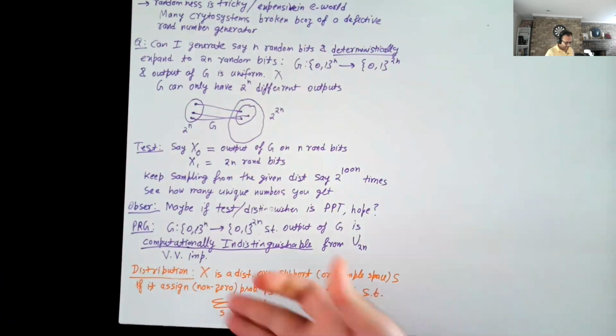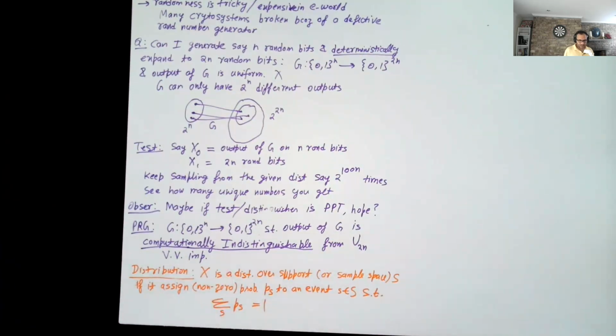All right, as an example, let's say X is a distribution of flipping a coin. Then the sample space is just heads or tails, and the probability assigned to heads is half, the probability of tails is also half, and their summation is 1.